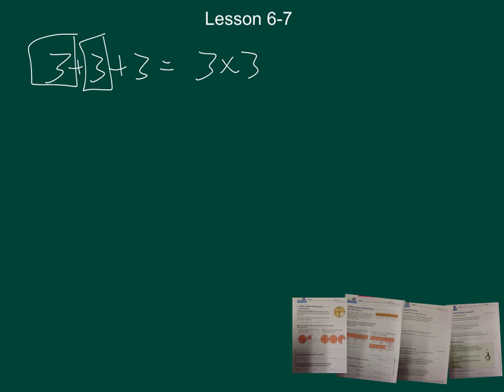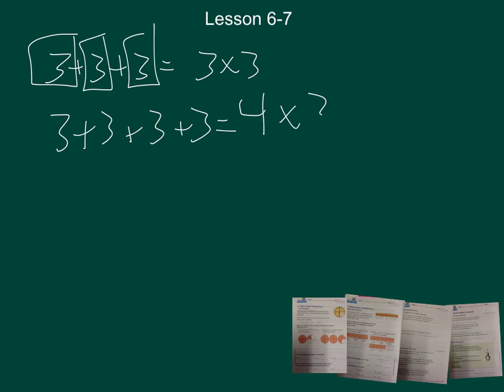It's repeated addition. So if I had 3 plus 3 plus 3, it would equal the same as 3 times 3. Okay? Because it would say 3 times 3 groups. 3 times 3 is 3 groups of 3. I guess I shouldn't have done 3's and everything. But if I do, I'll change it to 3 plus 3 plus 3 plus 3. That equals 4 groups of 3. So 4 times 3. So 9, 12.